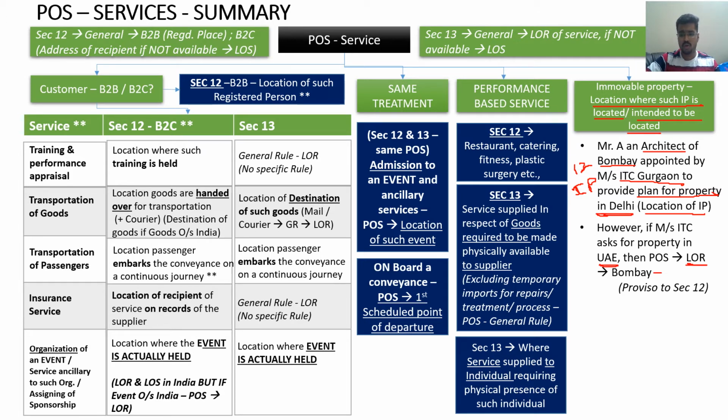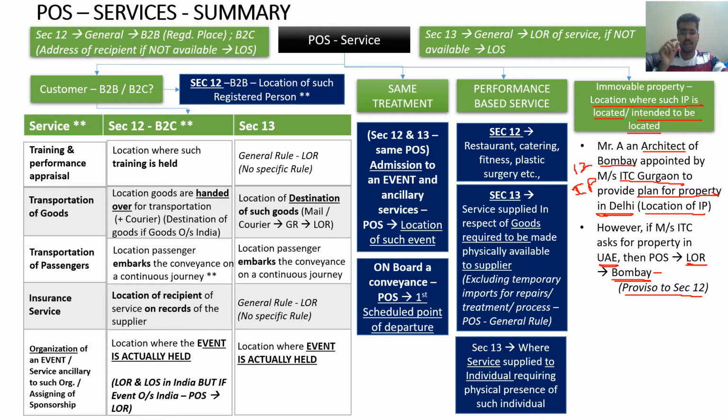Read this as Gurgaon, my friends. A is from Bombay, ITC Gurgaon. So in this case, you need to go to the place of the general rule, which is the location of the recipient and not the location of immovable property. It's a proviso to section 12.